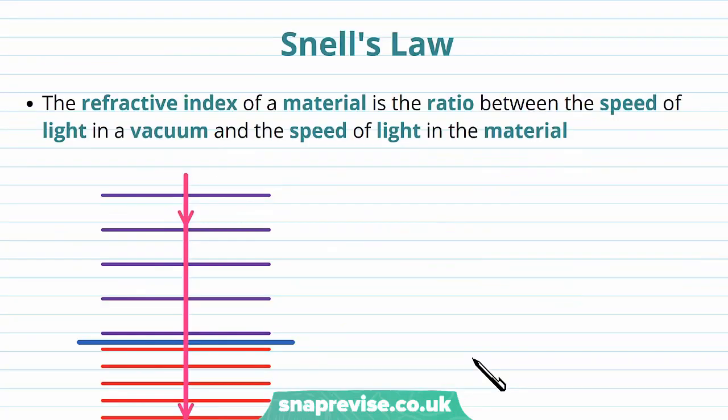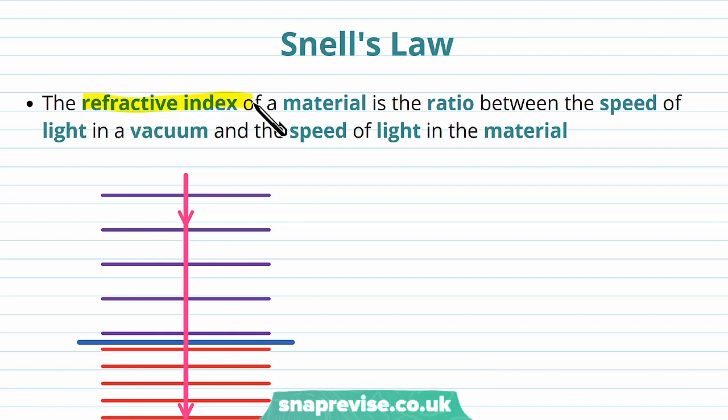So now that we've found a ratio of wave speeds in terms of the angle of incidence and the angle of refraction, we can actually take this a step further and find an equation that also involves the refractive index. And this formula is called Snell's law. So now we're going to see how we can derive this.